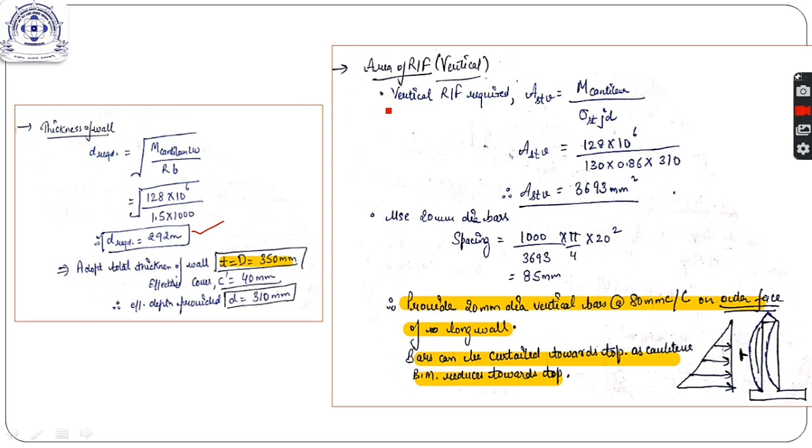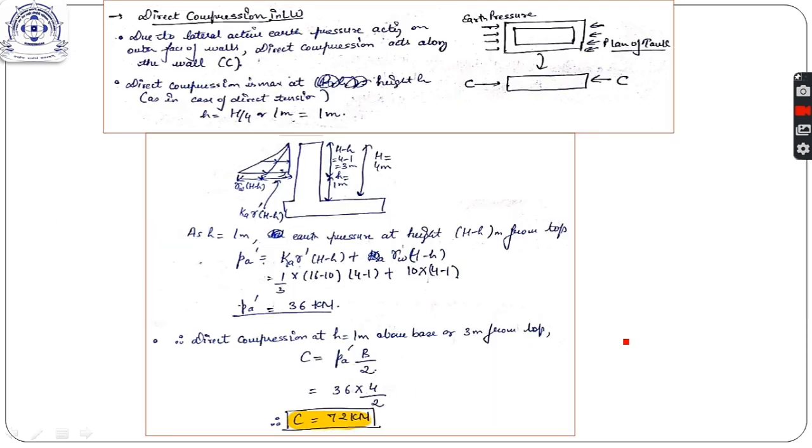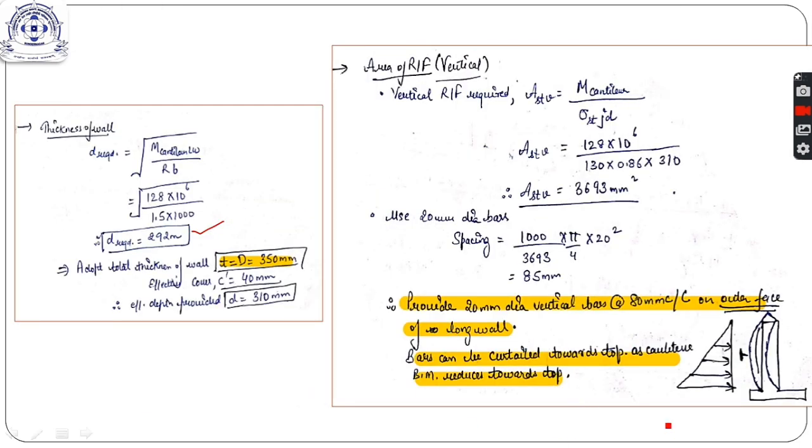Now the vertical reinforcement is provided in the long wall due to this cantilever action. We calculate this reinforcement and it is coming out to be 20 mm dia bars at 80 mm center to center on the outer face of the long wall, because as I explained to you, this is the tension face now. These bars can be curtailed towards the top as the bending moment is reducing towards the top. As I have explained, you can curtail the bars at different heights according to your choice. So this was the vertical reinforcement.